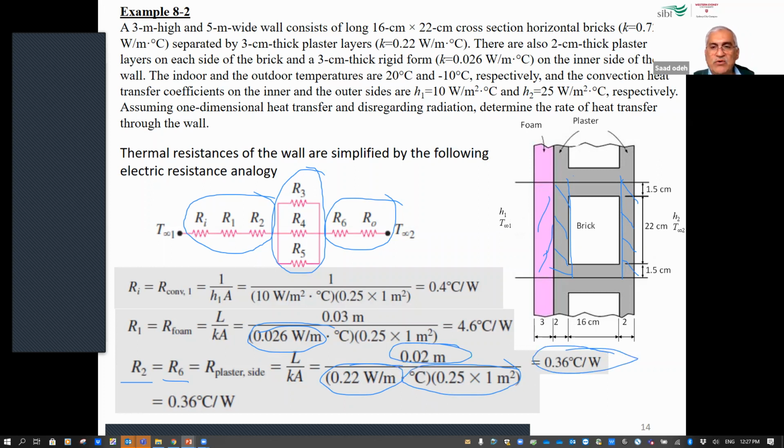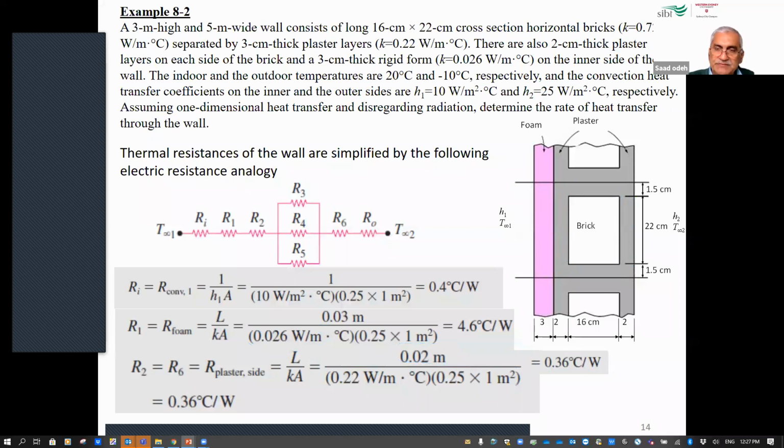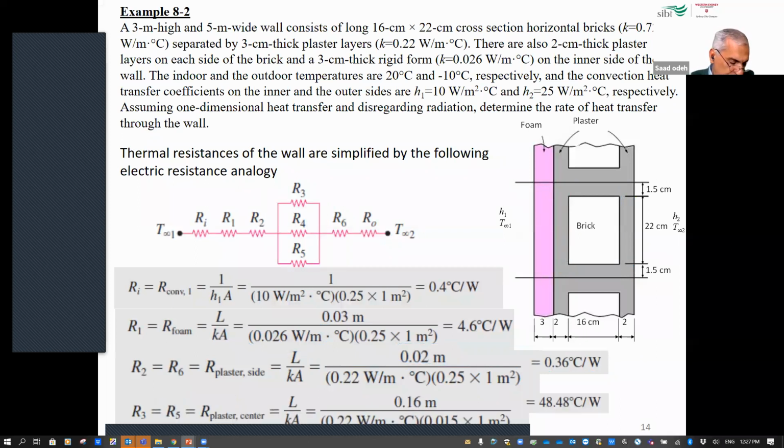Okay, so this is for the 3 layers. Now you can find the parallel one, which we'll find out very soon, which is R2 and R6. Also, we said the plaster, that one we already found, but the R3, R5, and the plaster center, we're already given all this information.